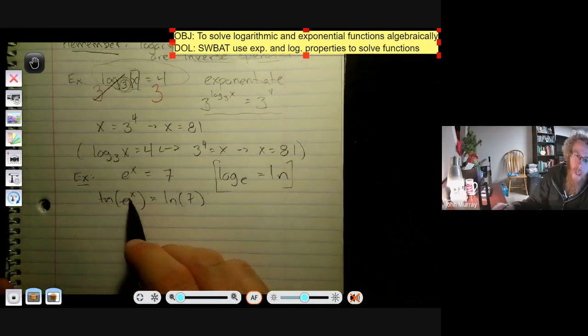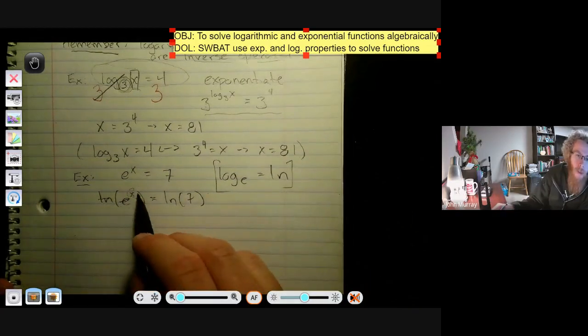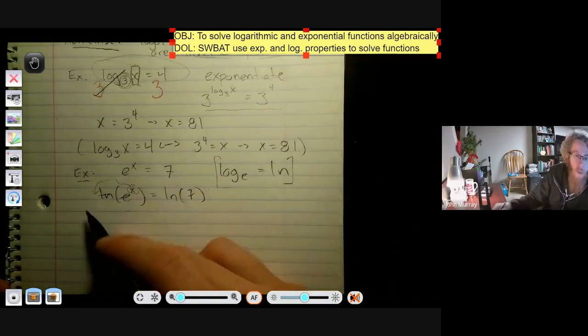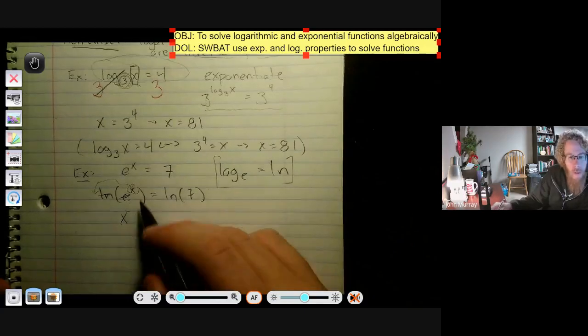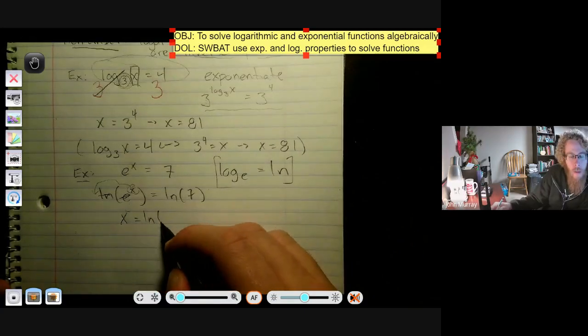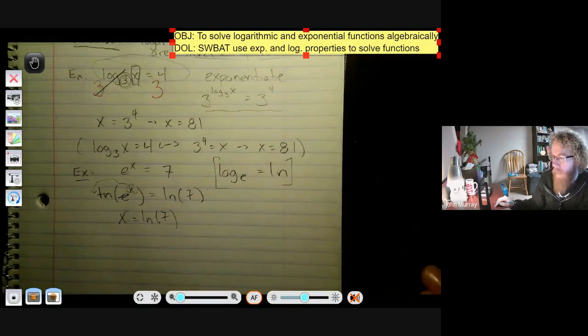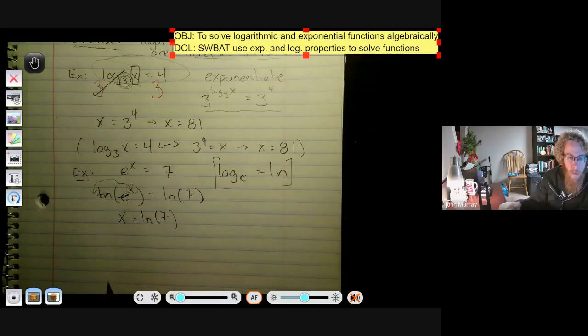In doing that, the natural log and the exponential cancel out, right? And the reason that this x can be written by itself is because we bring it to the front, and I can just have x. So x is equal to the natural log of 7. Now again, I may have mentioned this. Unless they tell you round to the 10th or round to the 100th or whatever, leave your answer like this. This is more exact, okay? No decimals, no rounding.